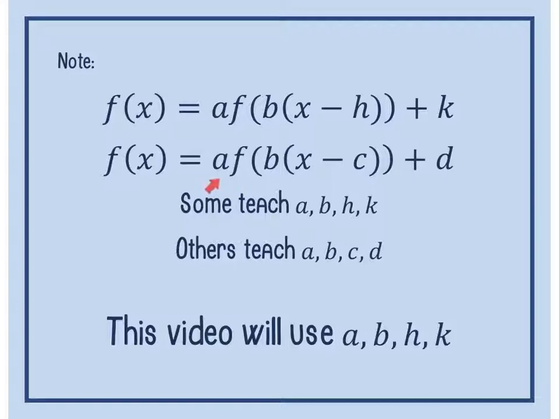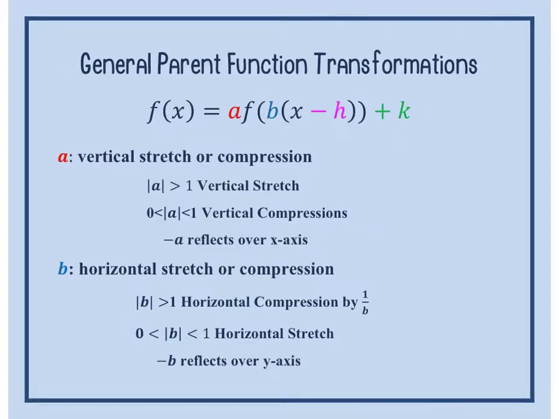Some textbooks use A, B, C, and D. Guys, that just means that H and C are the same and K and D are the same. For the purpose of this video, I will be using H and K. So for general parent function transformations, we have four variables that do something. A is always going to be in front of the function. Now the function can be a square root, quadratic, absolute value, any function. A is going to be in front of it.